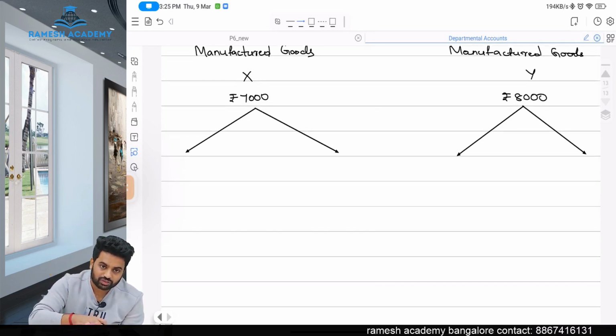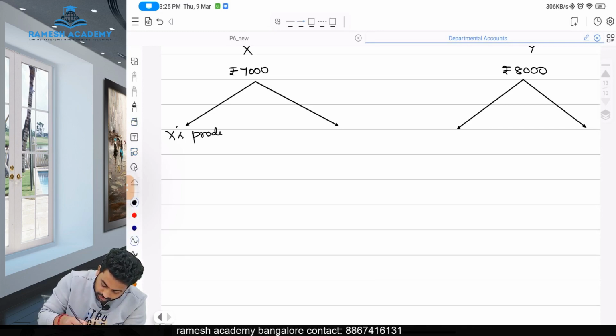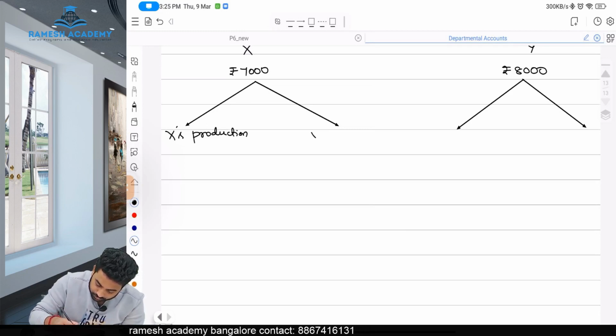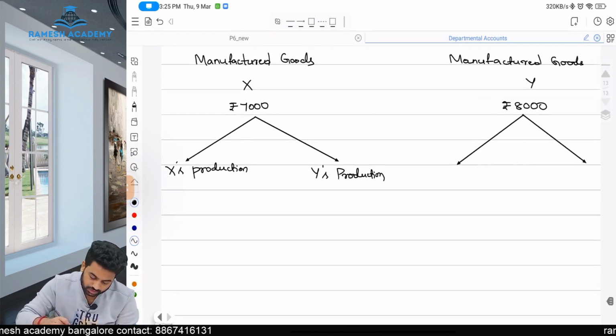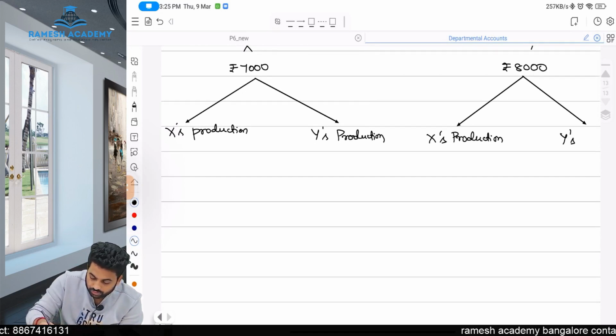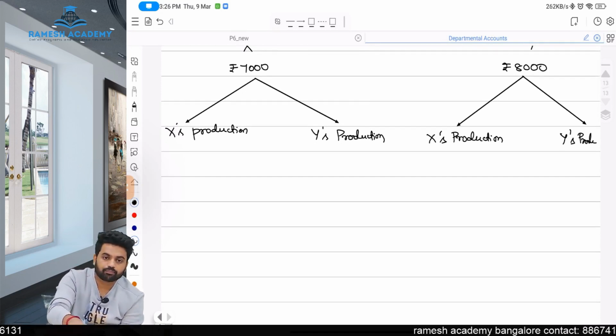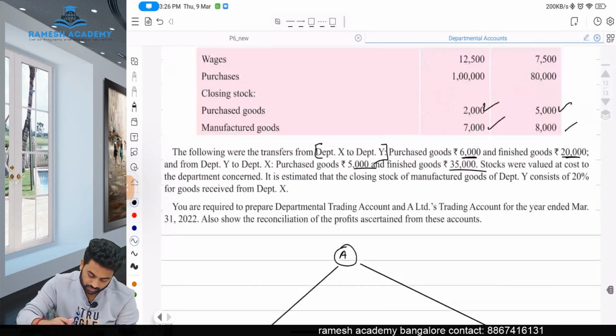So, out of 7000, there might be goods which X produced, X's production and Y's production. Okay, X's production and Y's production. Now listen carefully, very carefully. We'll go back to the question.